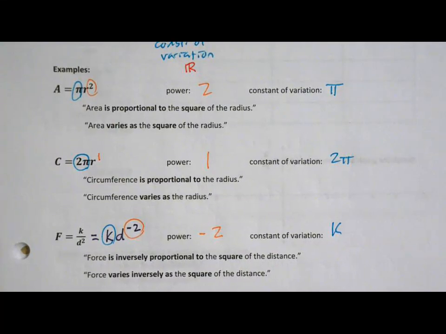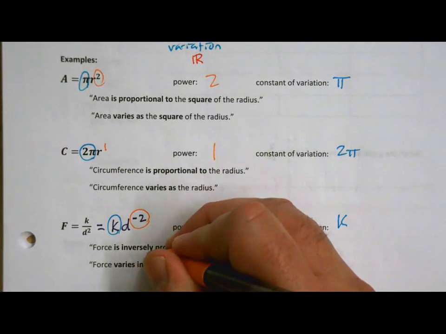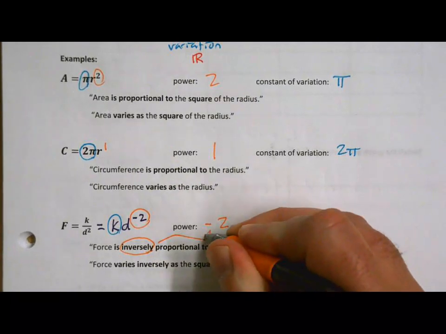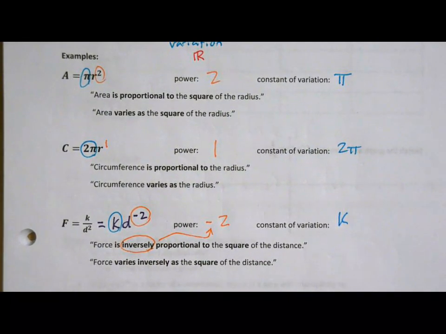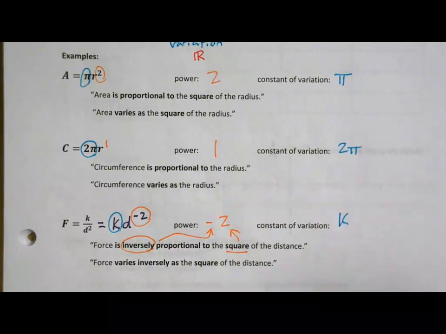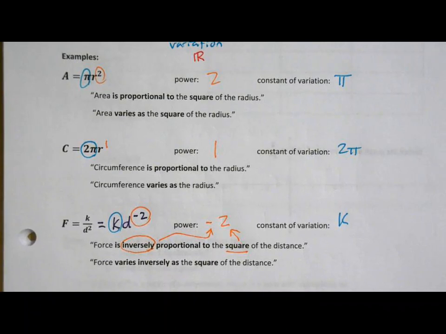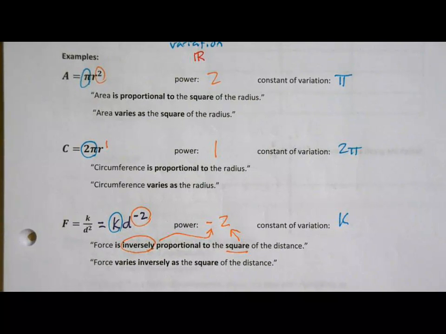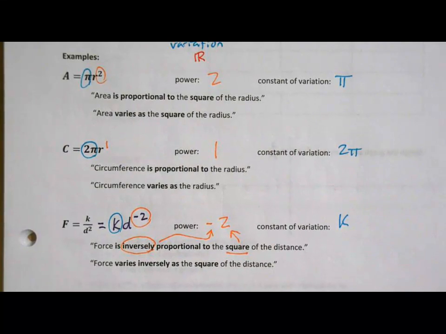Now, whenever the power is negative, you're going to see the word inversely pop up in the language. So when we say force is inversely proportional to the square, that tells me that we're going to have a power of 2, and the inversely part tells me that that 2 is going to be negative. Okay. Questions so far? Does this seem too easy? Just right? Perfect. Just right.